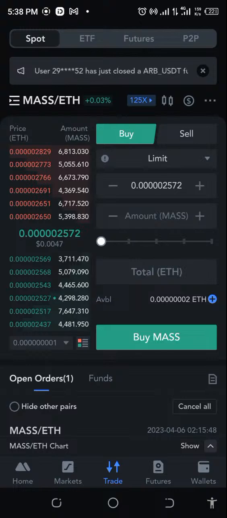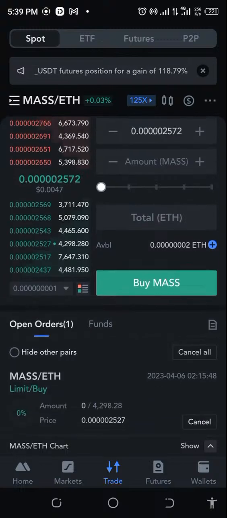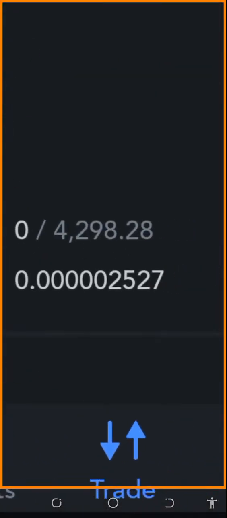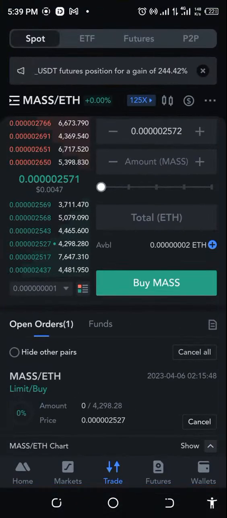But because the value of ETH has gone down, the best thing to do is to try and set a sell limit for ETH. That's just it. So I'm going to have to sell back this ETH to USDT. That's what I'm going to do. I'm going to have to cancel this, because if I go ahead and try to sell it, look at the time, look at the price right now. This was the price where we fixed it to buy our MASS.